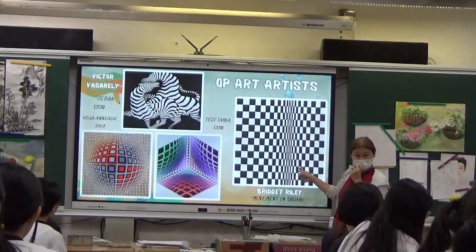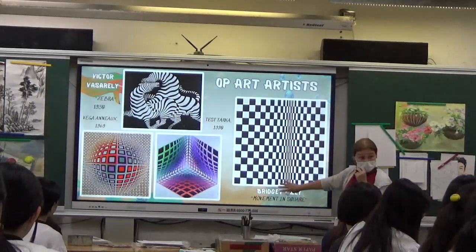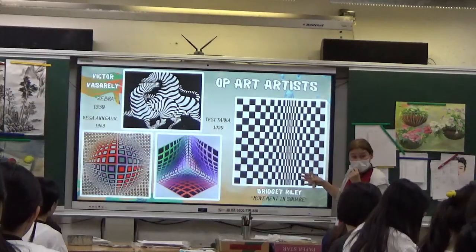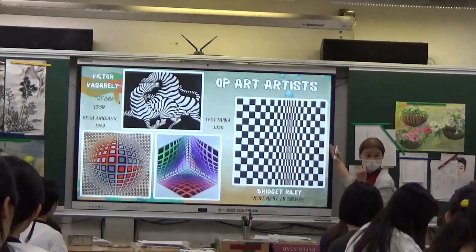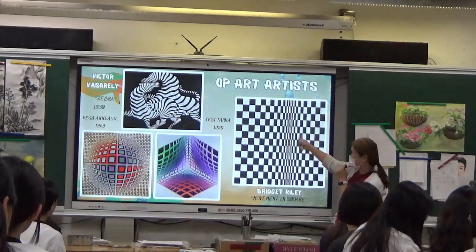This is her famous art. So if you see, this is just a painting, but if you look at it closely, it looks like the square is going inwards, right? It's going inside of this area.